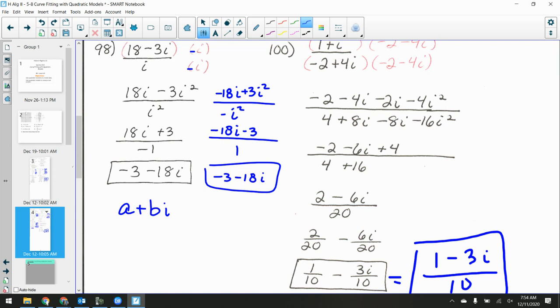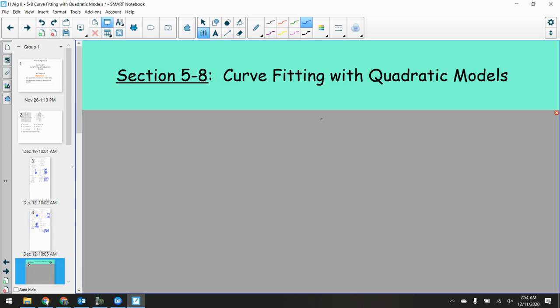So the last section that we will do here is curve fitting with quadratic models. Remember back in the day, back in chapter 2 maybe, we did lines of best fit, right? We had a table of values and we plugged them in our calculator and we figured out what the line of best fit was. We do that same thing.